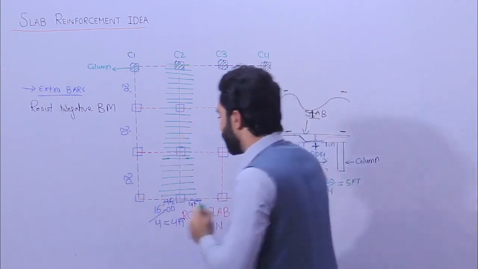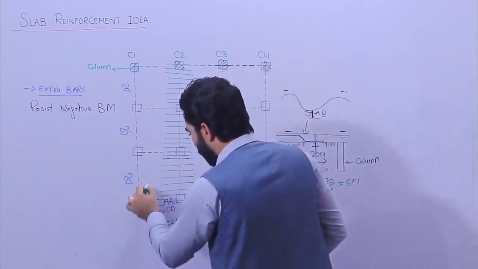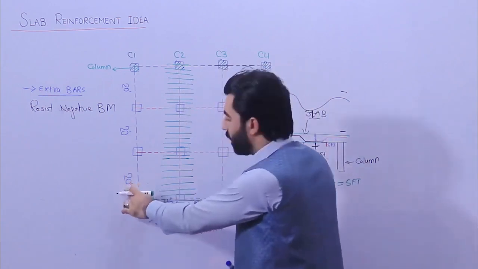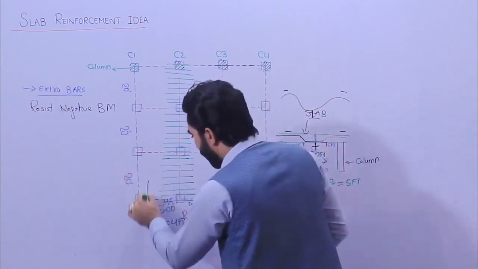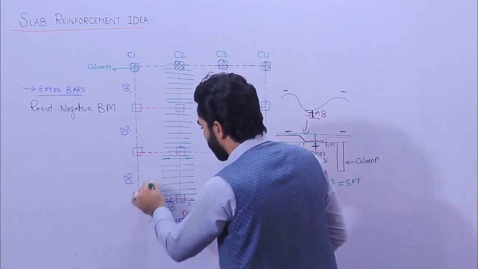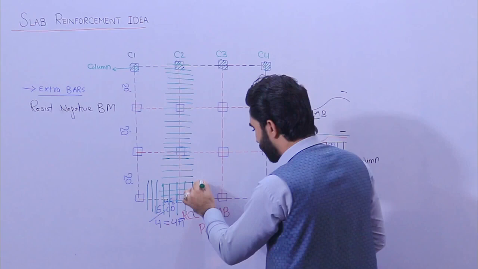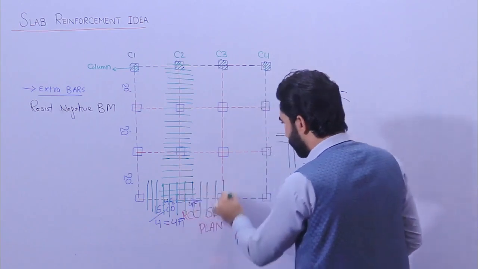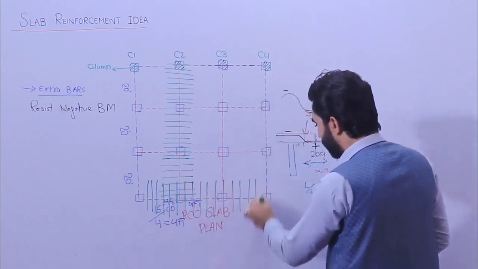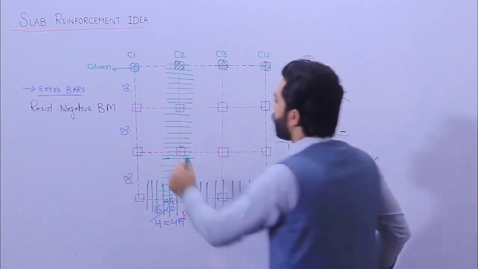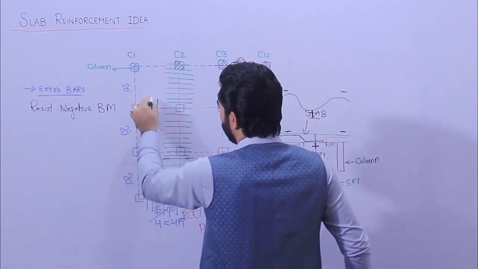Same you can use it like this. So here we will provide at 5 feet. That's because 20 divided by 4, L divided by 4. So at 5 feet we are placing the extra steel rod same like this. Okay, like this. So these are extra steel rods. Same you can place it here like this.